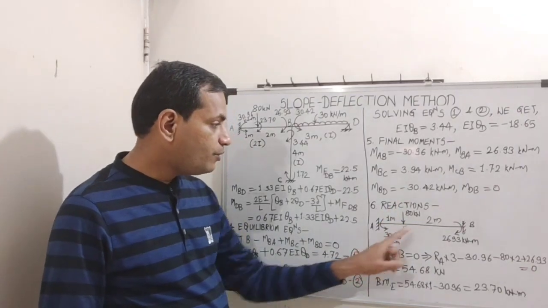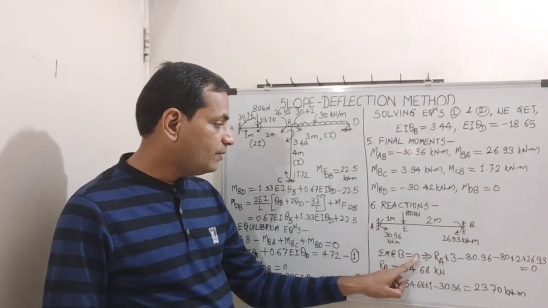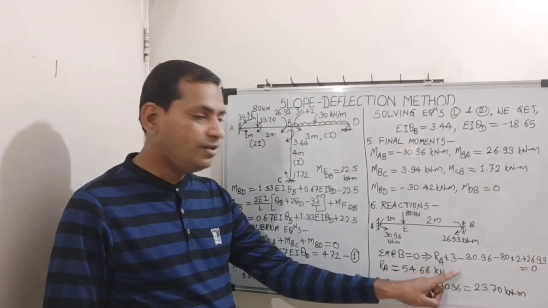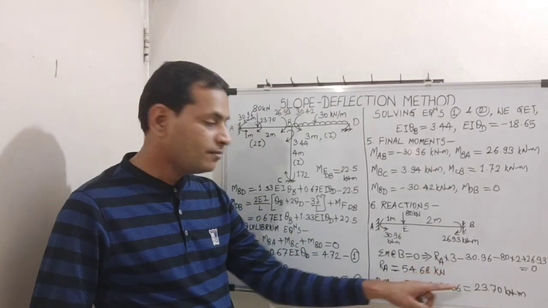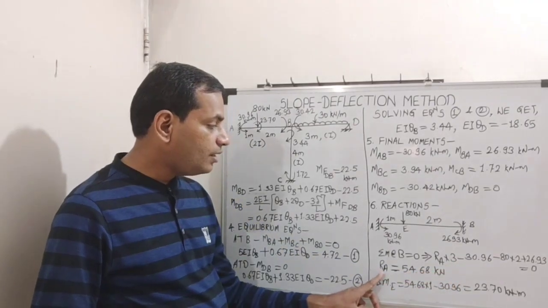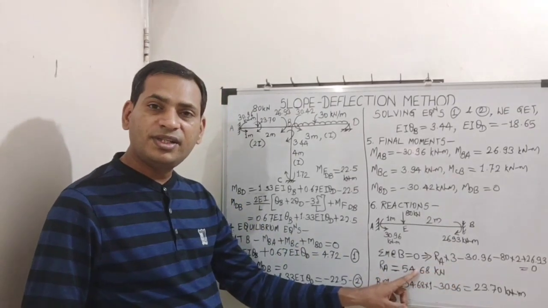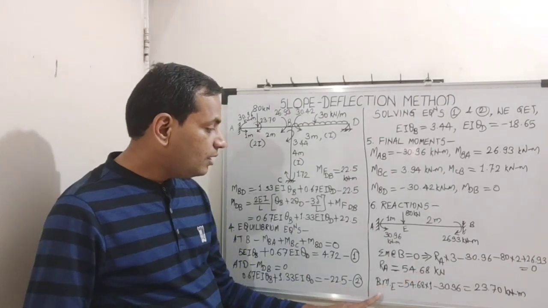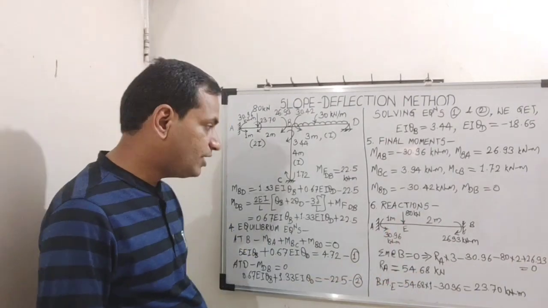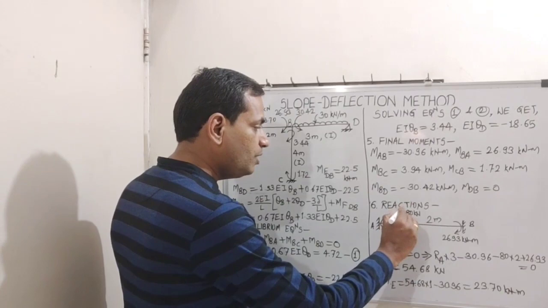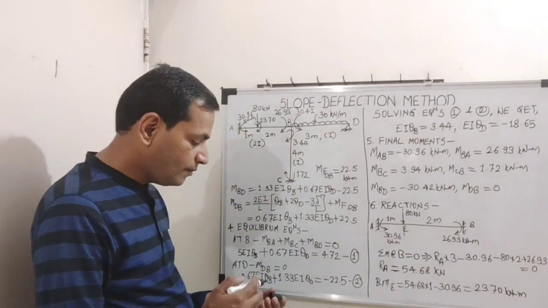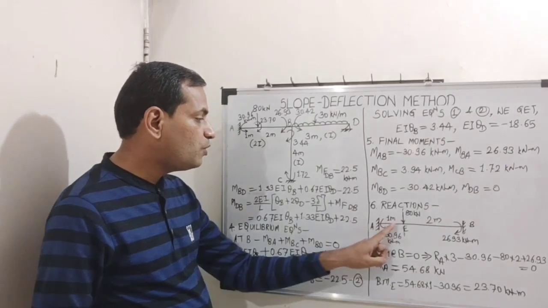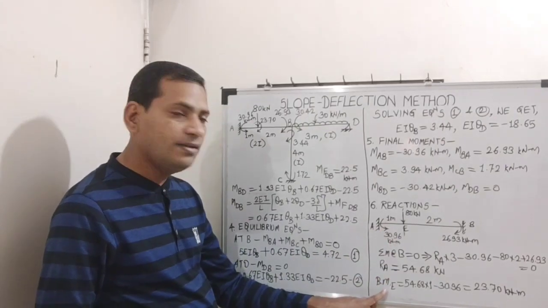So I have taken summation of moment about B equal to 0, and I have written the equation of equilibrium, and from this equilibrium equation I got RA as 54.86 kilonewton. Then I have considered the section up to point B from the left hand side of this section, and I have taken moment about this point, which I have assumed as E.